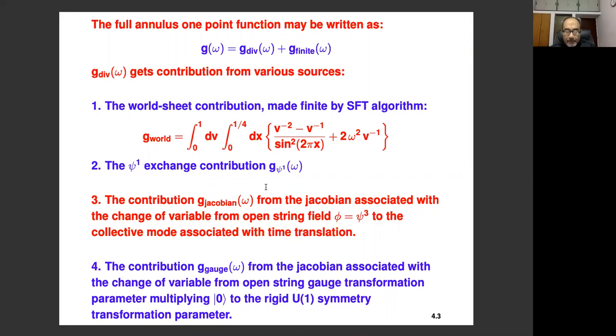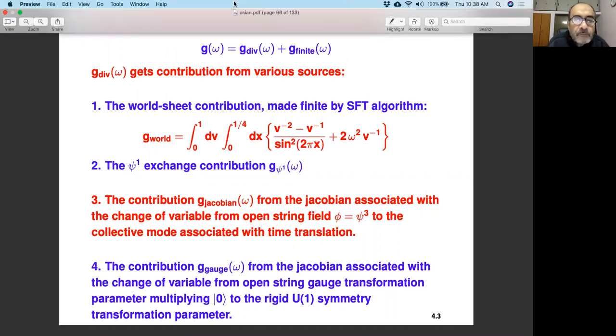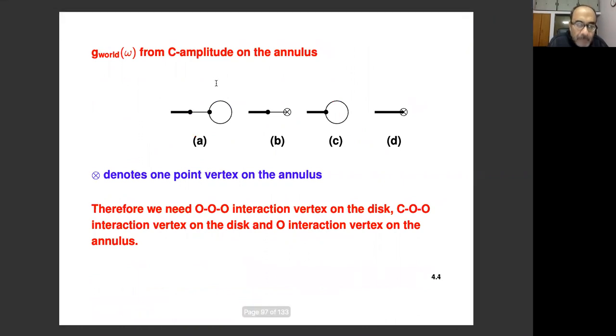So these we have to explicitly take into account. So the final result for the divergent part of G will be a sum of all this. And we will see how to do this calculation. Any questions so far? Okay, so let me proceed.